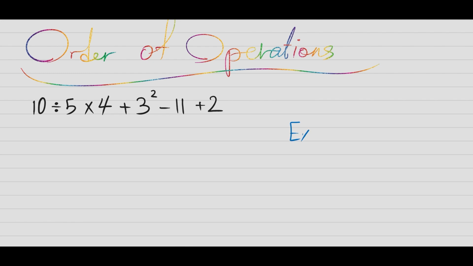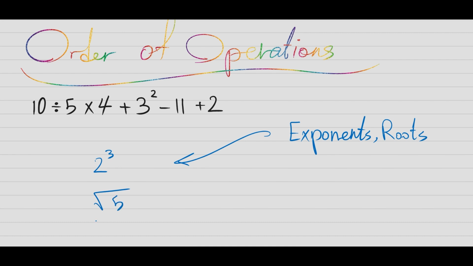First of all, we have exponents and roots. We will talk about the exponents and roots in this course later, so don't worry about them. These are things like 2 to the power of 3, or the square root of 5, or 7 to the power of 1 over 3. So why are exponents and roots on the same order? All the roots in the world can also be written as exponents. For example, the square root of 5 is 5 to the power of 1 over 2.